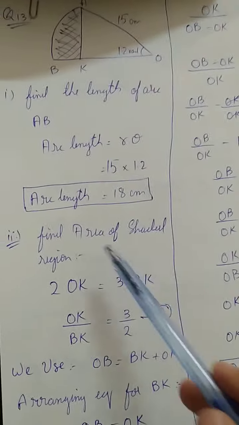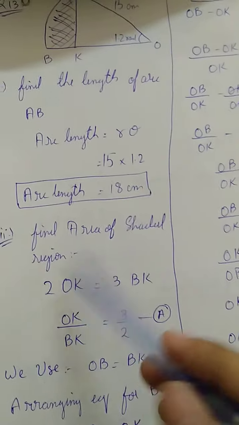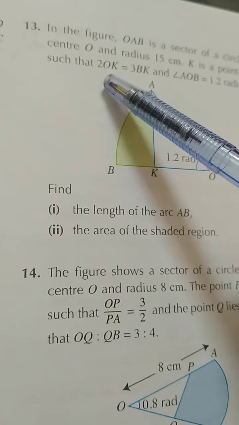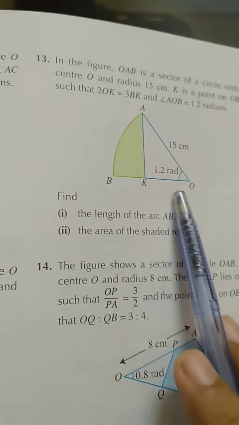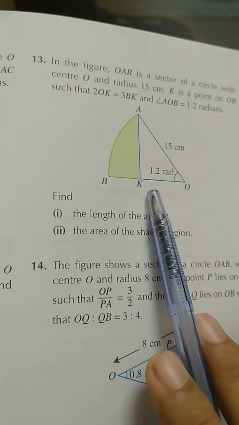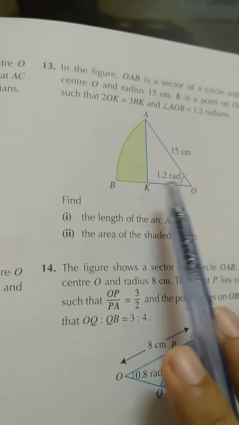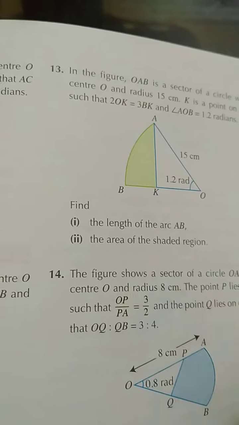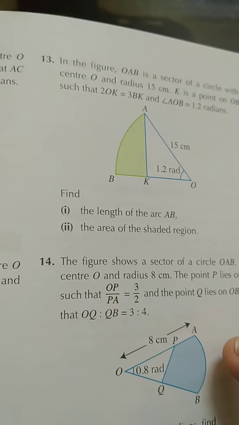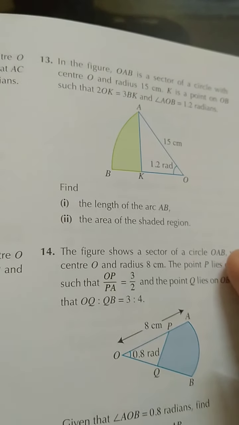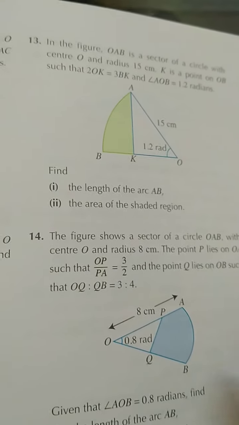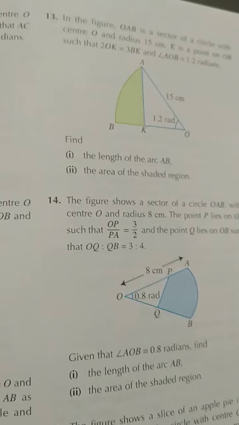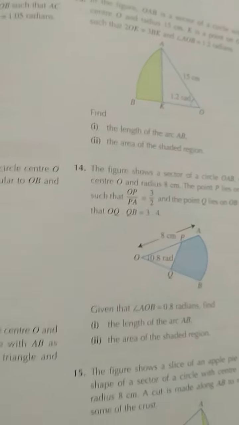Now we have to find the area of the shaded region. For the shaded region, you can see in question number 13, they have given us a condition here: 2 OK equals 3 BK. OK is this length and BK is this length. So 2 times OK, 2 times this length, is equal to 3 times this length, 3 BK. This is a relation that they have given us previously in the question, and we have to use it to find the unknown sides of the right angle triangle, the base and the perpendicular. We will not use the previously used trigonometric identities. We will use this relation to find the unknown sides.